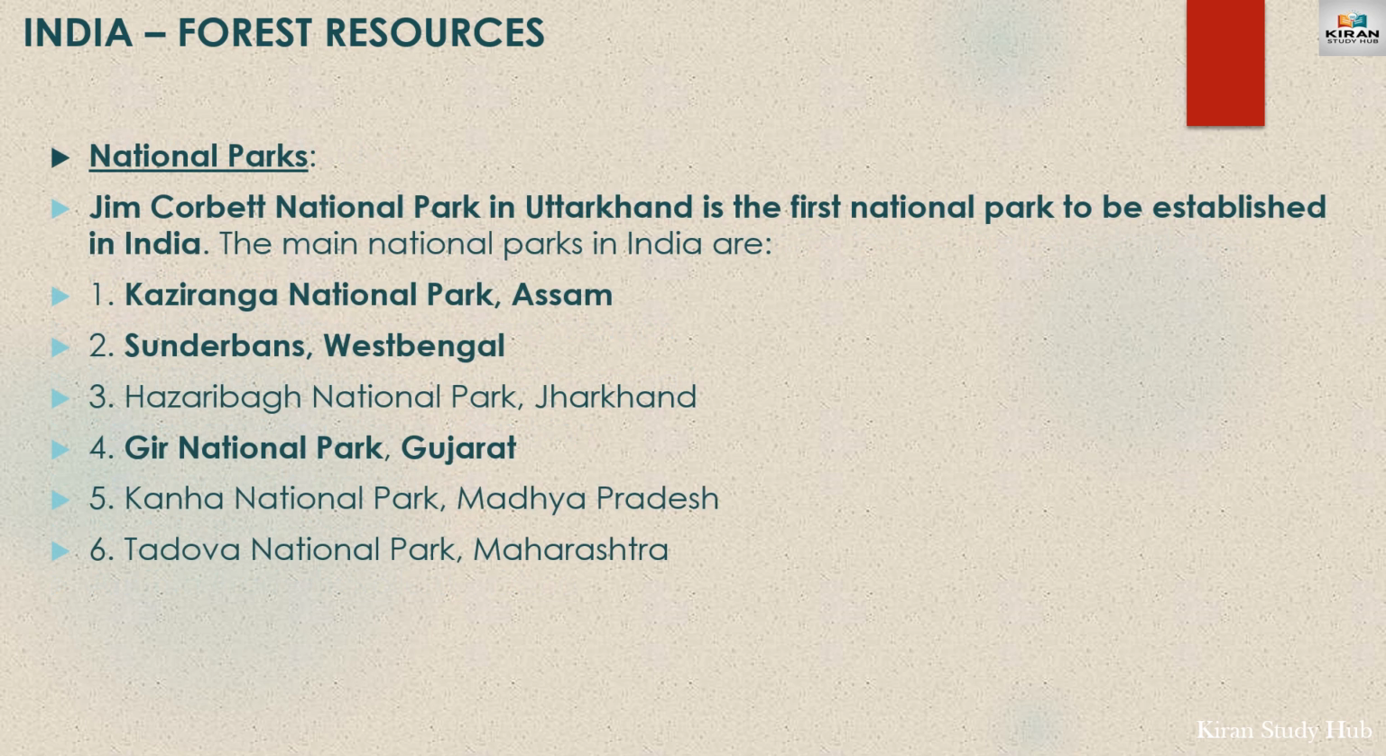National parks. The main objective of the national parks is similar to wildlife sanctuary, to protect the animals in their natural habitat. Jim Corbett National Park in Uttarakhand is the first national park to be established in India. The main national parks in India are Kaziranga National Park of Assam, Sundarbans of West Bengal, Hazaribagh of Jharkhand, Gir National Park of Gujarat, Kanha National Park of Madhya Pradesh, Tadoba National Park of Maharashtra.